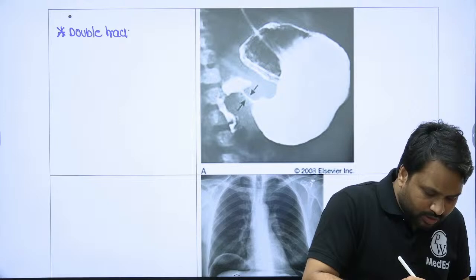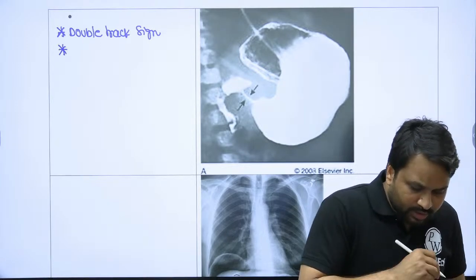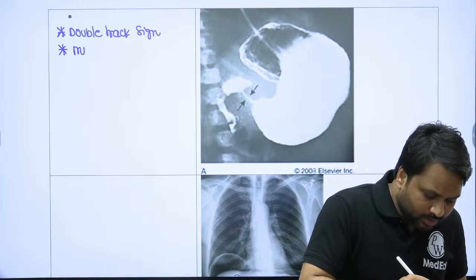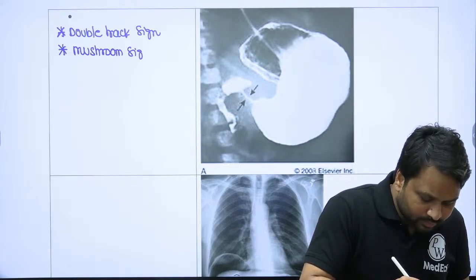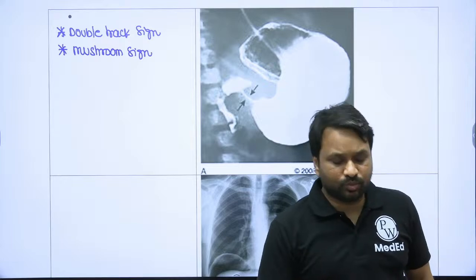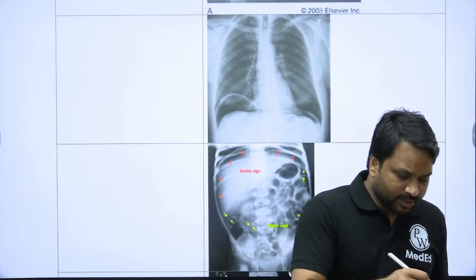This is your double track sign. Along with the double track sign, this is also called your mushroom sign, also referred to as the mushroom sign, right? Now this is again a spotter.